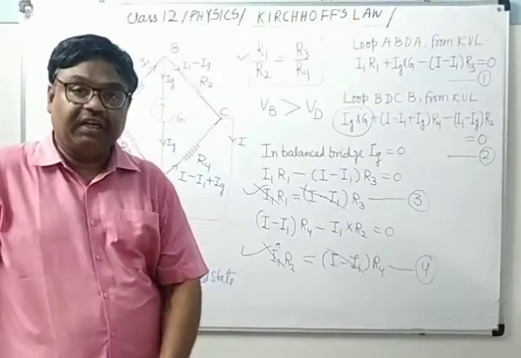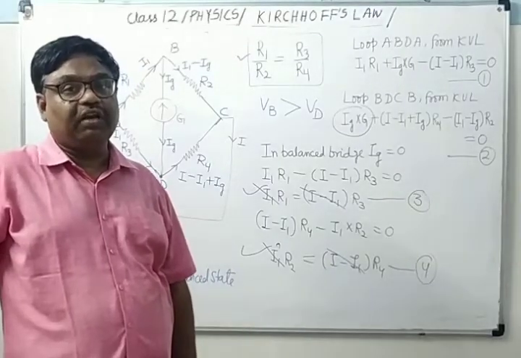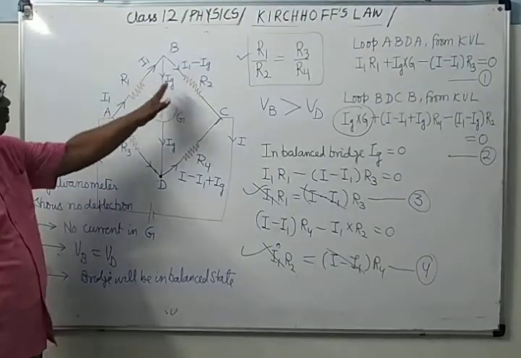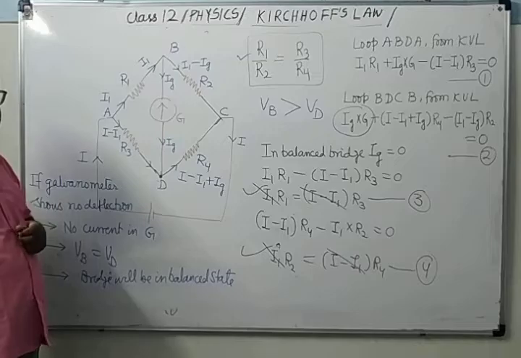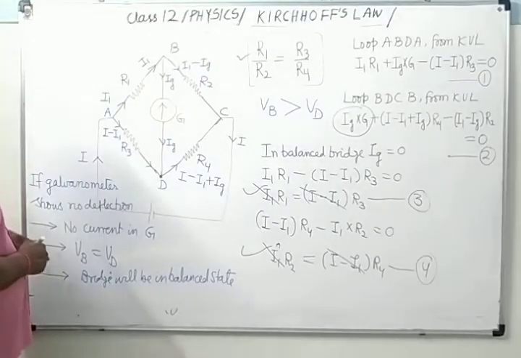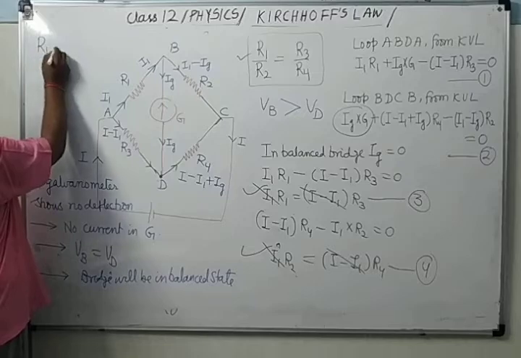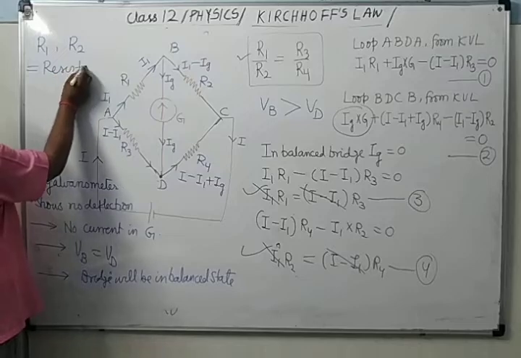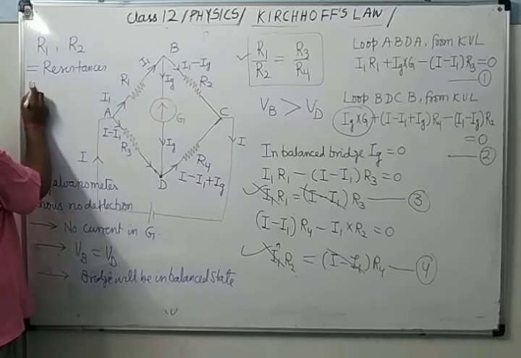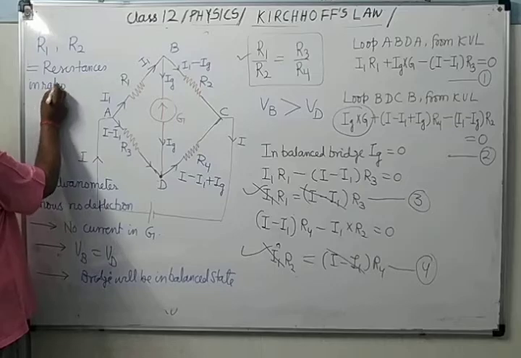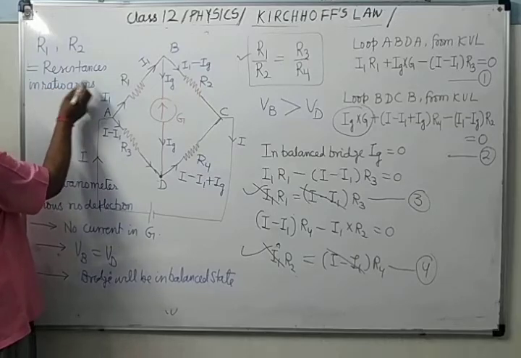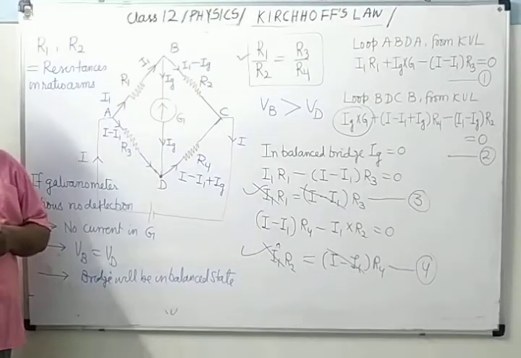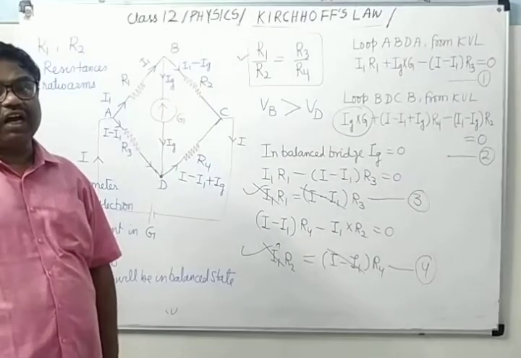Now see here, as I already told, it is used to determine some unknown resistance. Here if we see, these two resistors R1 and R2 are called the resistors in known ratio arms. Means their absolute value is not required. Only R1 upon R2 is required. It's clear? Absolute value of these resistances are not needed.